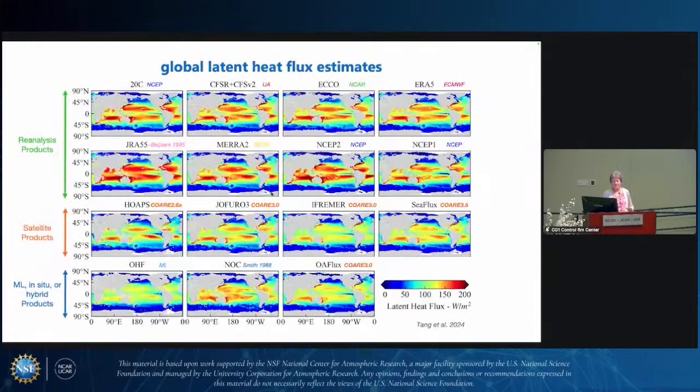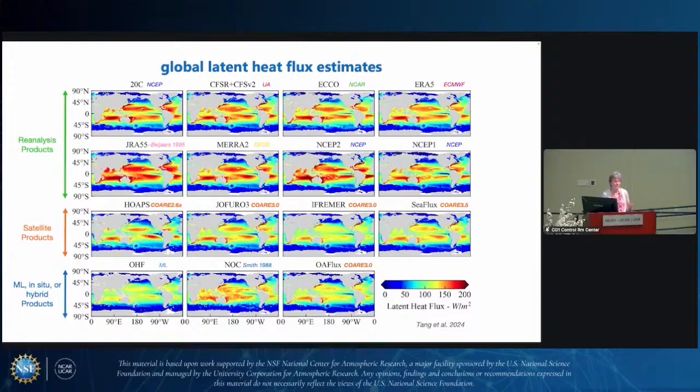So this is just a quick picture to show global latent heat flux estimates using a variety of products. In the top two rows are satellite products, and some other types of products or hybrid products. The algorithms used to compute the fluxes are listed next to the titles. You can see that all of the satellite products use the CORE flux algorithm developed by Chris Fairall. And so we're going to implement the CORE flux algorithm into the CESM2.